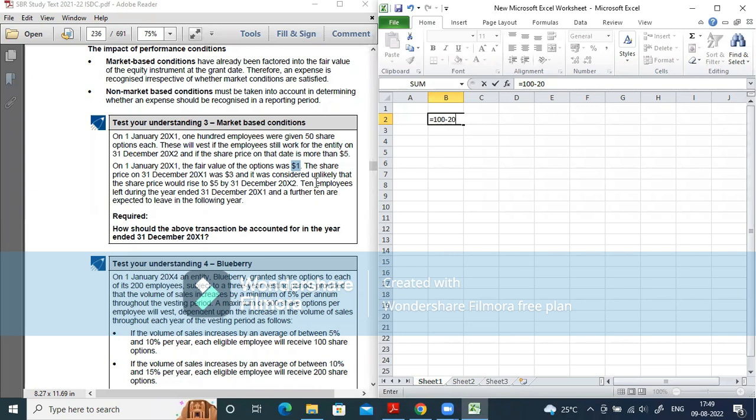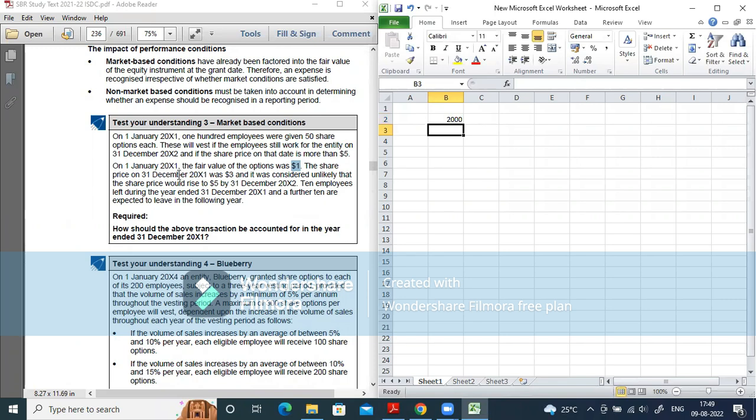So 20 into each employee is going to get 50, into the fair value of the option is 1, into 1 divided by 3. So the total 2000 will be recognized as an expense.